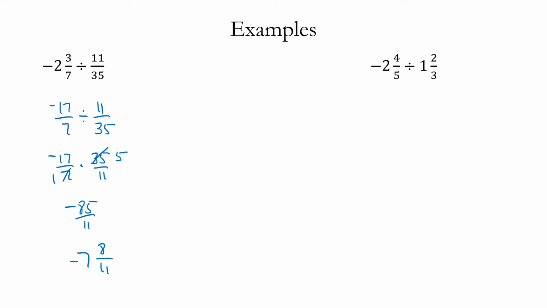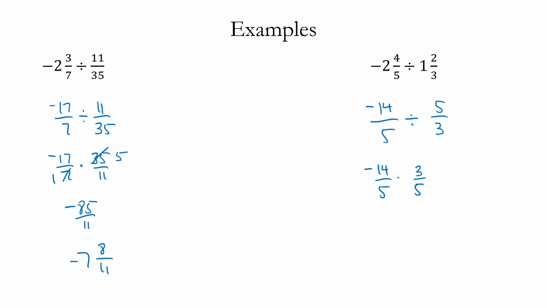And this last one, negative 2 4/5 divided by 1 2/3. Again, I'm going to turn them into improper fractions. So 2 times 5 is 10, plus 4 is 14, so that's negative 14/5, divided by 1 times 3 is 3, plus 2 is 5, so 5/3. I'm going to do that keep, change, flip again, so negative 14/5 times 3/5.